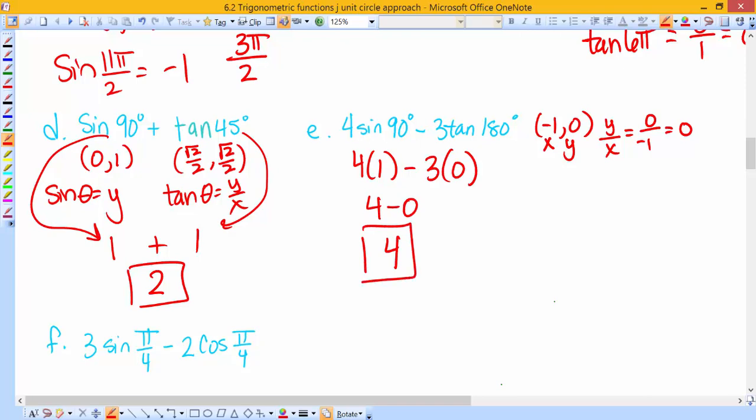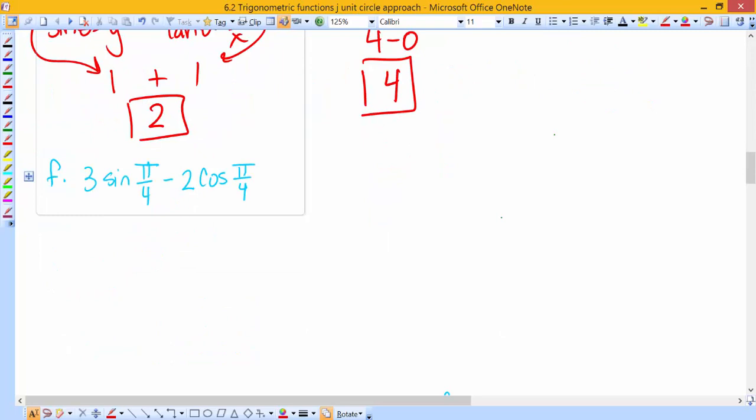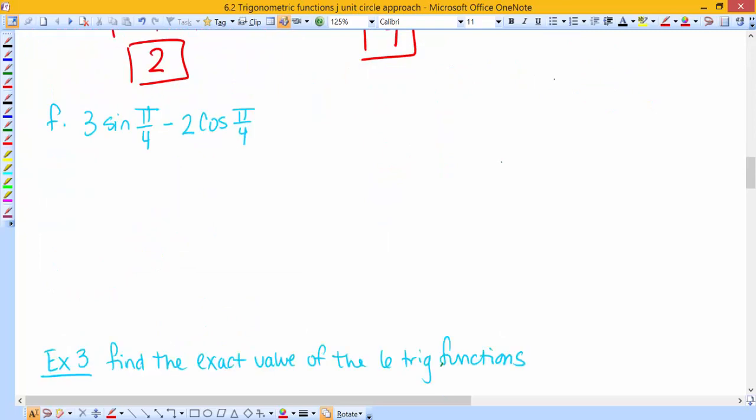You can use your calculator to check, but you have to make sure your calculator is in the correct mode. But this is the work that I want to see. And if your work is wrong and you magically get the correct answer because you used your calculator, I'm not going to be giving you guys credit. Do the work, please. All right, now we're back in radians.